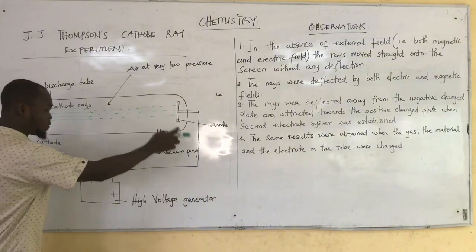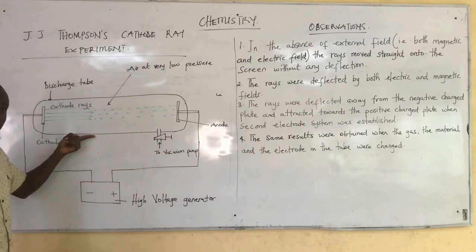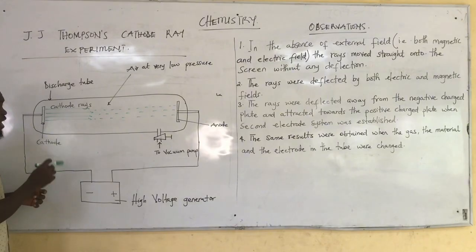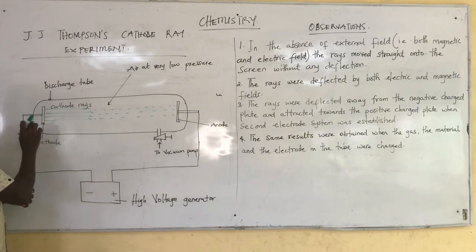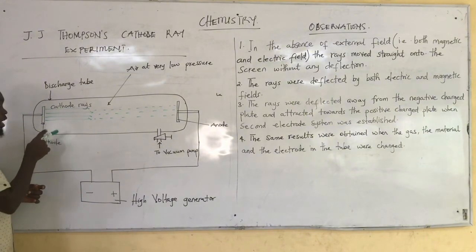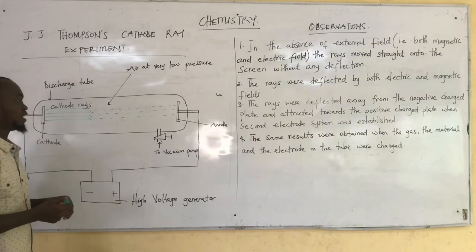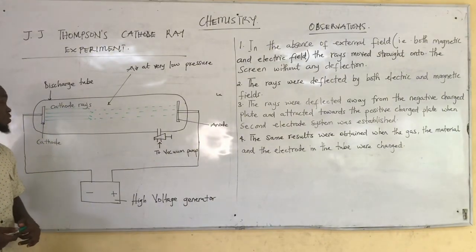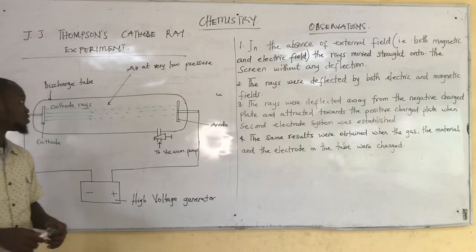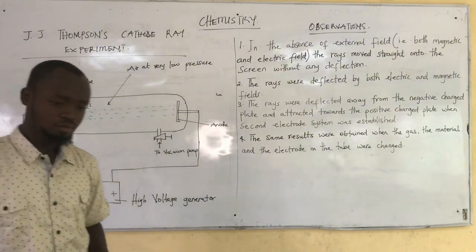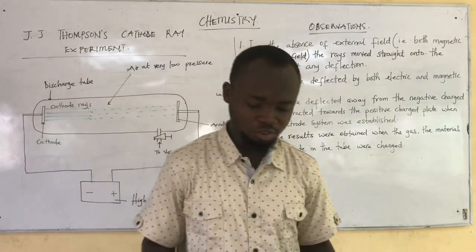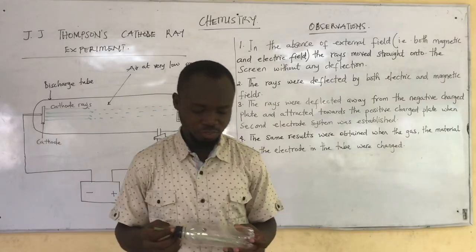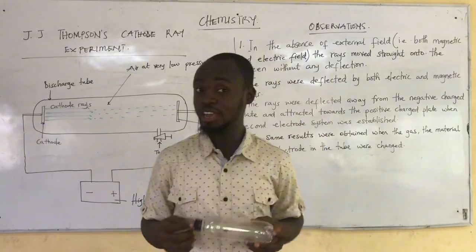Once he connected the high voltage to the discharge tube, he could visualize a green glow of particles. And the particles were emanating from the cathode electrode, and then they were moving towards the anode electrode. Is that okay? That was the first observation J.J. Thomson made.